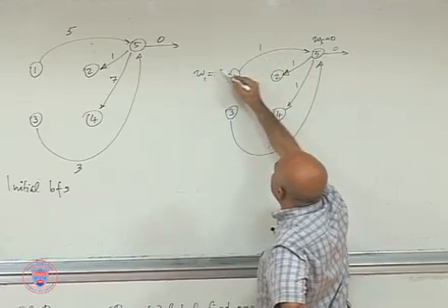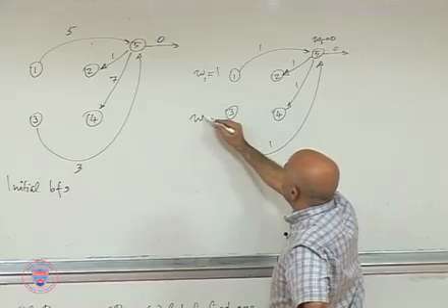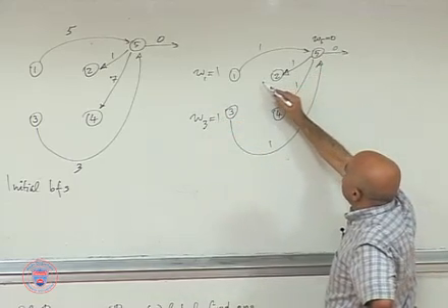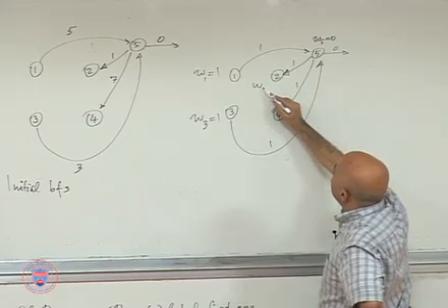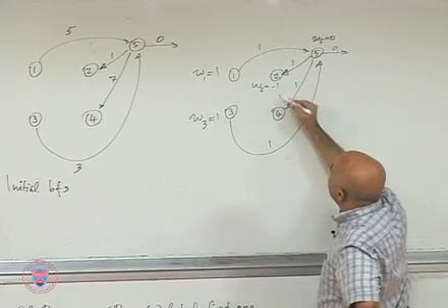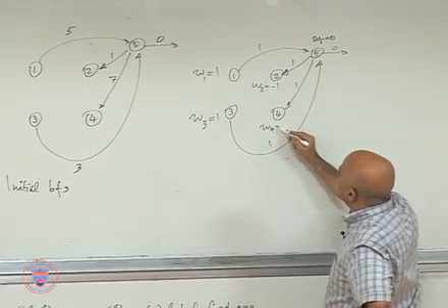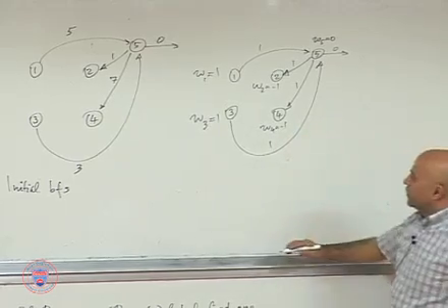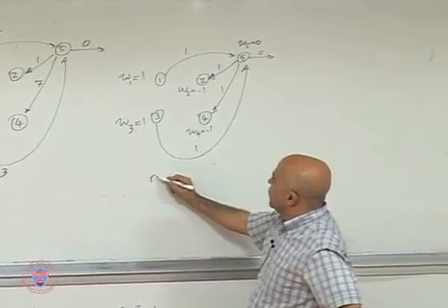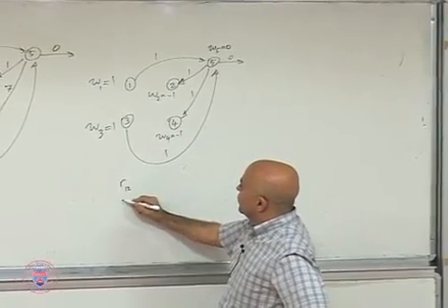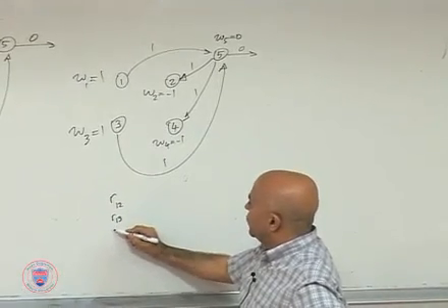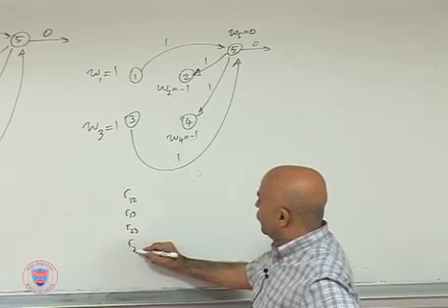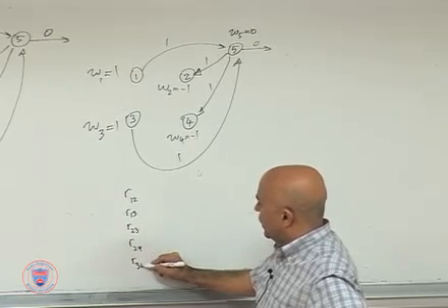That minus that should give you 1, so it's 1. This one is also 1. This minus that should give you 1, so this is minus 1. This one is also minus 1. Okay? And then we compute the reduced costs, R12, R13, R23, R24, and R34. That's what you need.